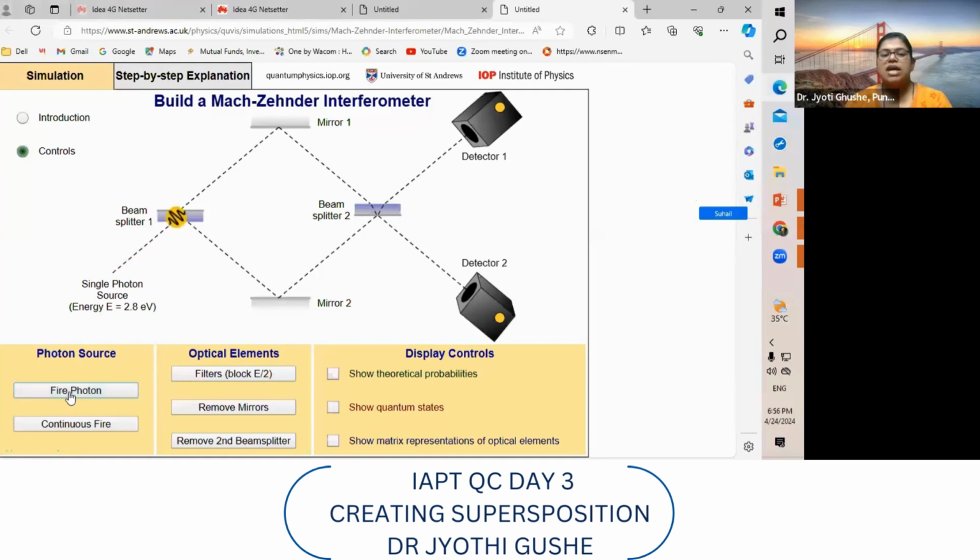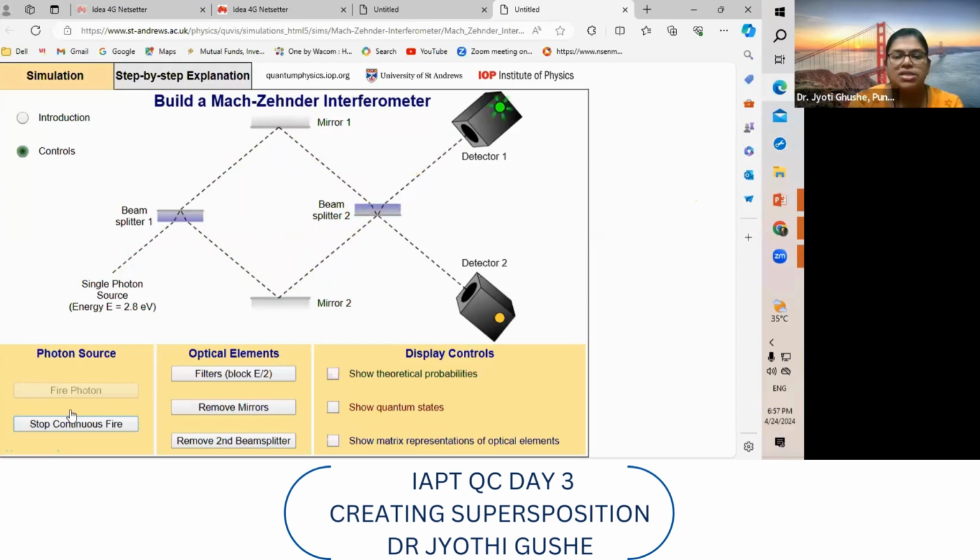So I will fire the photon. And now you have to observe. Again, I will ask you questions. One more photon. One more photon. You collect your observations. If it is a continuous fire, the photon which is transmitted, reflected, is going through the second beam splitter.